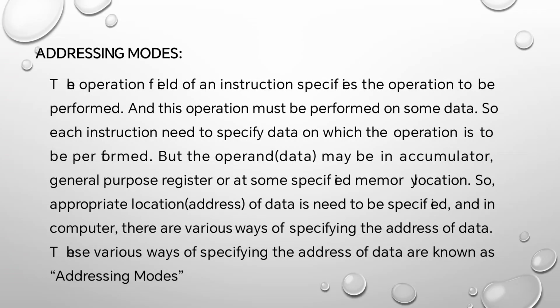Addressing modes. The operation field of an instruction specifies the operation to be performed, and this operation must be performed on some data. So each instruction needs to specify the data on which the operation is to be performed, but the operand may be in the accumulator, a general purpose register, or some specified memory location. So the appropriate location of data needs to be specified, and in a computer there are various ways of specifying the address of data. These various ways of specifying the address of data are known as the addressing modes.